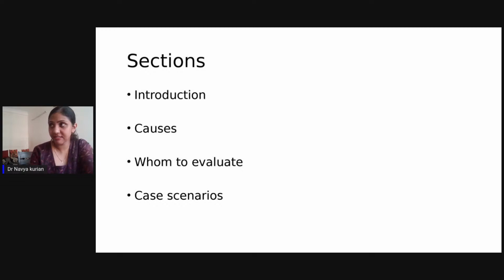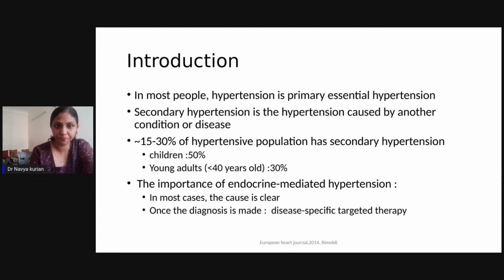So the topic of today's discussion is endocrine hypertension, and I will be covering the following sections: introduction, causes of secondary hypertension, and whom to evaluate for secondary hypertension. And I will be introducing the endocrine causes of hypertension through various case scenarios.